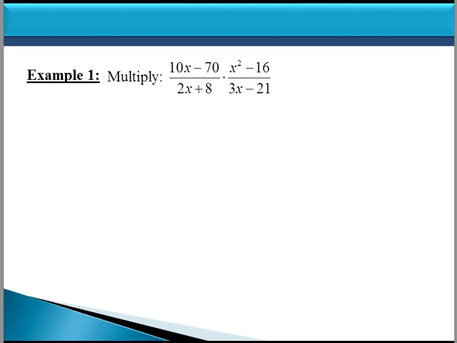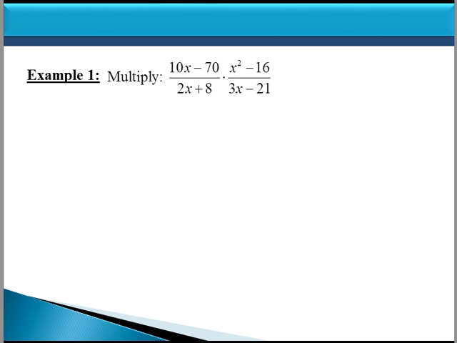So let's look at an example. Here we want to multiply these two rational expressions. So remember that the very first thing you want to do is to factor everything completely, because we want to be able to cancel any common factors, and the only way to do that is to factor everything so that you can see the factors that are common.